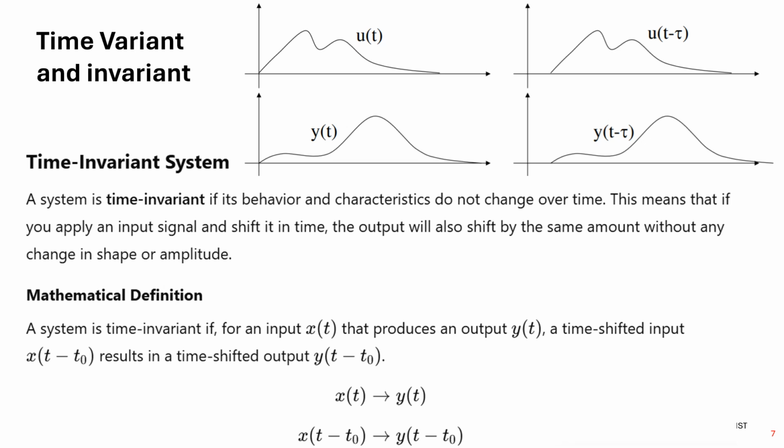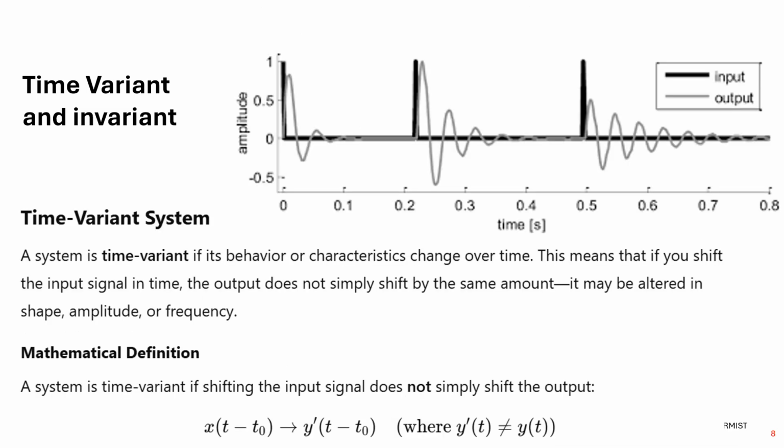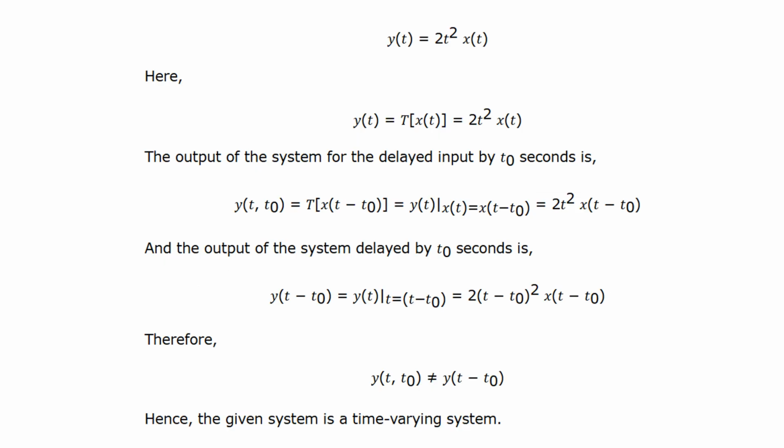For example, just check here: u(t) is an example of a system, and if you shift it by tau, that is u of t minus tau, then you can see the amplitudes are similar to those without shifting. So this is an example of time invariant. Another signal y(t) is also an example of time invariant. Here you can check another example. How will you check whether it is time variant or not? Shift by x of t minus t naught, and if your output is also shifted, then this is time invariant.